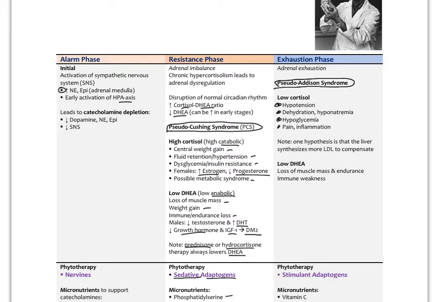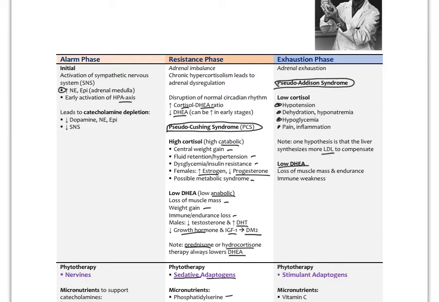And one hypothesis is that in these states, the liver actually starts to synthesize more LDL to try to compensate. That's just a theory. I don't know of any strong evidence to support that, but that's something you hear in some of the functional medicine circles. We get low DHEA as well, and that's going to result in loss of muscle mass and endurance. So here, both cortisol and DHEA become lowered.